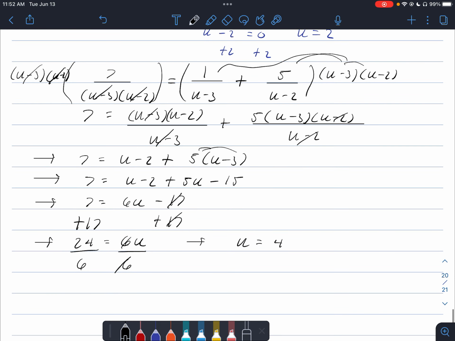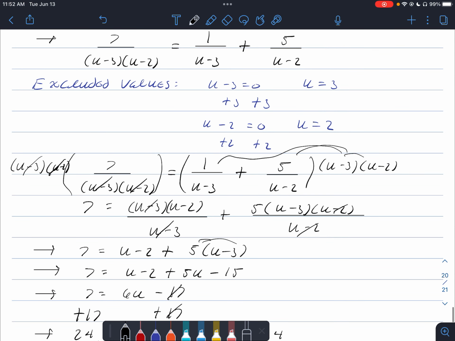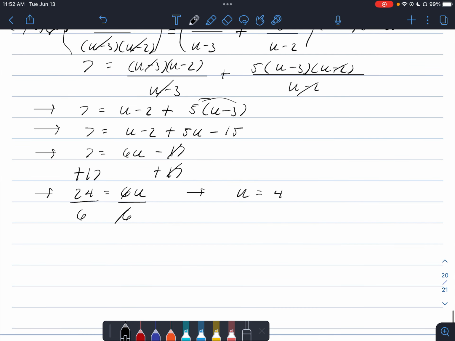Now we go back and check to make sure that it didn't interfere with one of our excluded values. We had 3 and 2, so we're good. So u equals 4 is the solution to this equation.